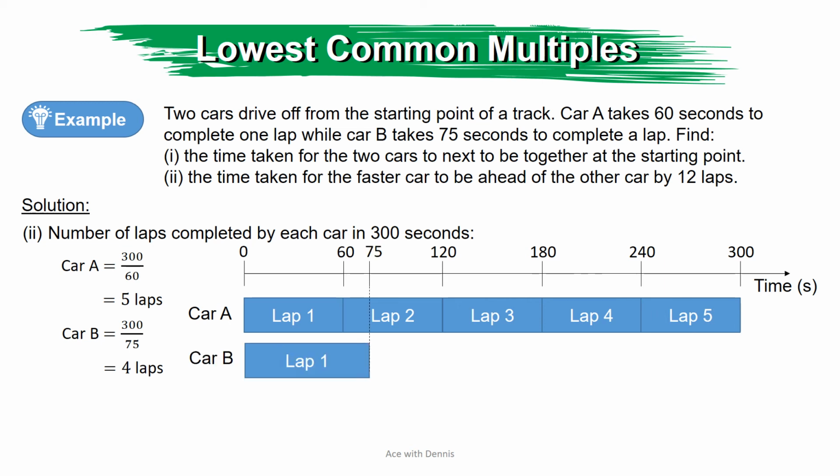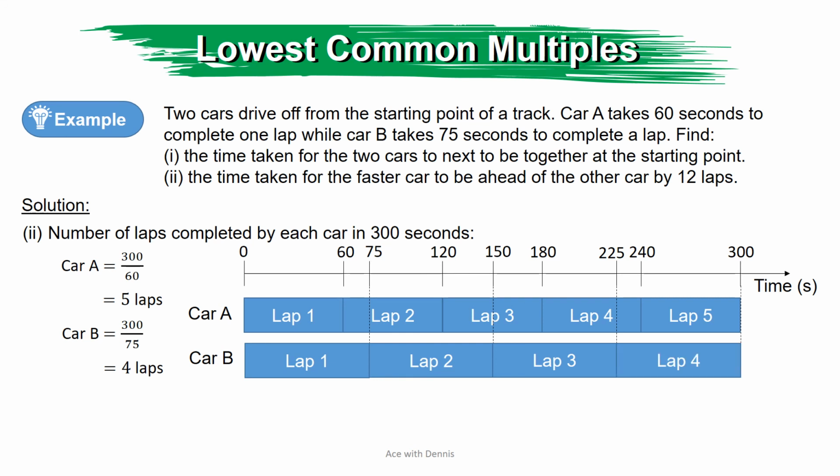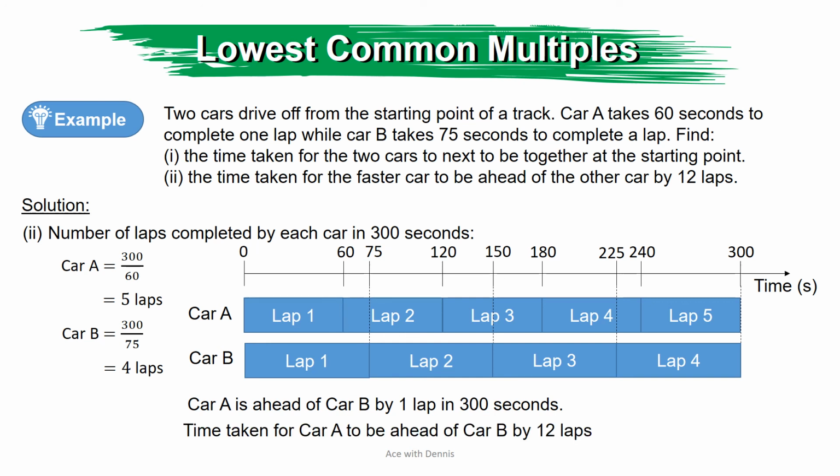For car B, the first lap takes 75 seconds. The next lap is at 150 seconds. And lap number 3 is at 225 seconds. And finally, at 300 seconds, it completes lap 4. From here, car A is ahead of car B by 1 lap in 300 seconds. Therefore, the time taken for car A to be ahead of car B by 12 laps will be 300 times 12, which gives us 3,600 seconds.